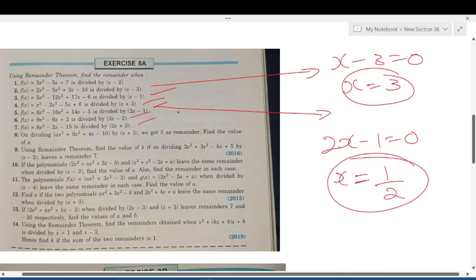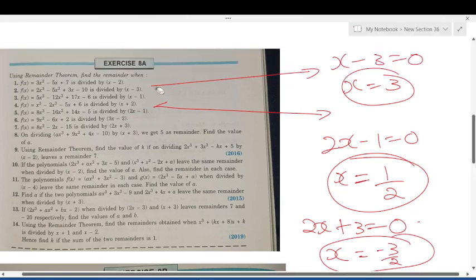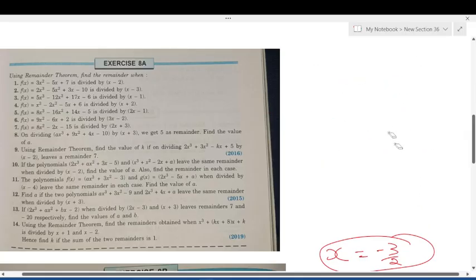Next, 6, 7, just skip that. We'll do the seventh question. Tell me the seventh one. 2x plus 3 is equal to 0. X is equal to what? No, wrong. This is important. That's why I'm asking all the questions. Minus 3 by 2. Skip all the questions. Try the seventh one. All easy questions we'll skip. I'll give it for a test. X is equal to minus 3 by 2.